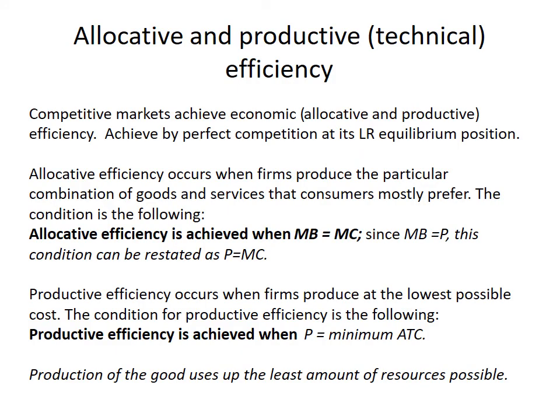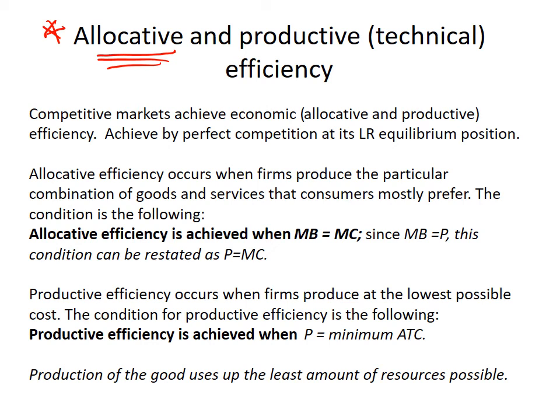So allocative and productive efficiency. So this becomes important with the new syllabus for the IB. So we've gone through all that work, which is necessary, but this is really where it is key, and more so with the allocative efficiency. The productive efficiency really isn't stressed in the new syllabus. So competitive markets achieve economic, allocative, and productive efficiency achieved by perfect competition in the long run. So you don't have any losses, you don't have any supernormal or abnormal profits.